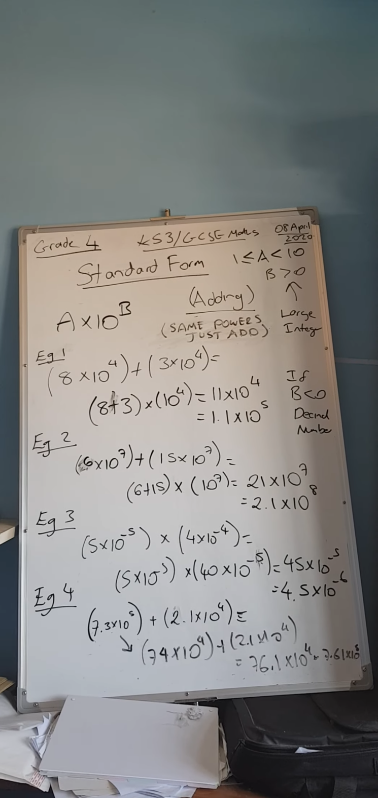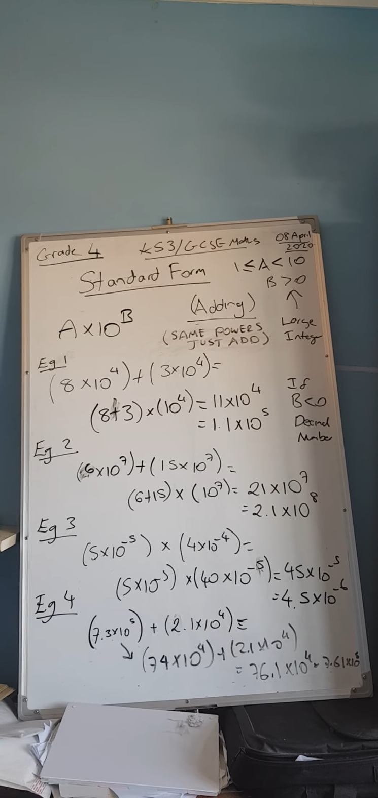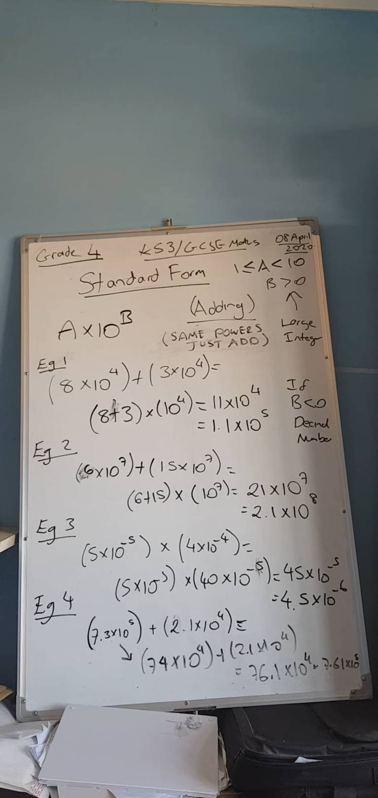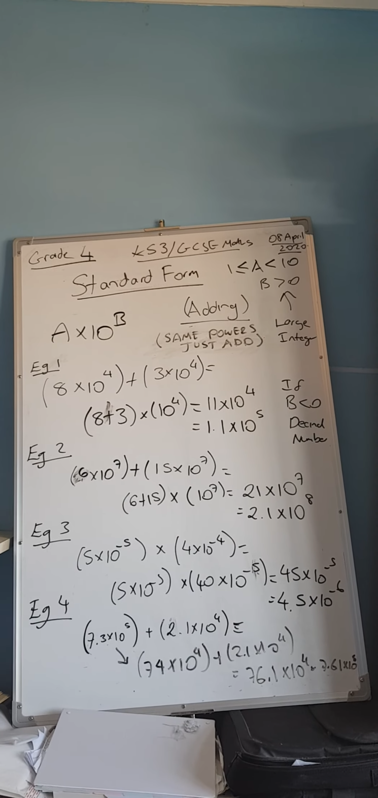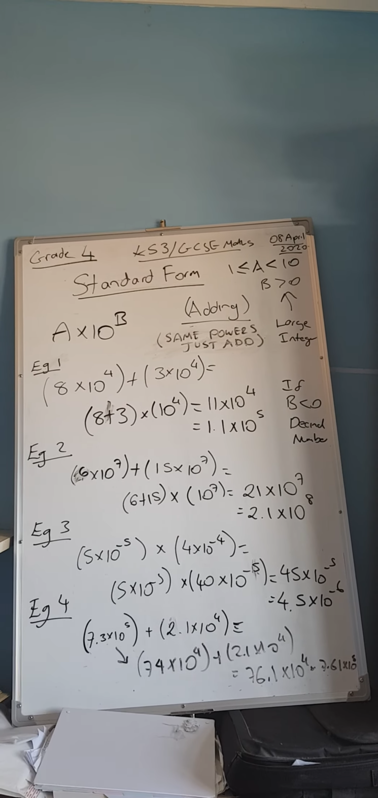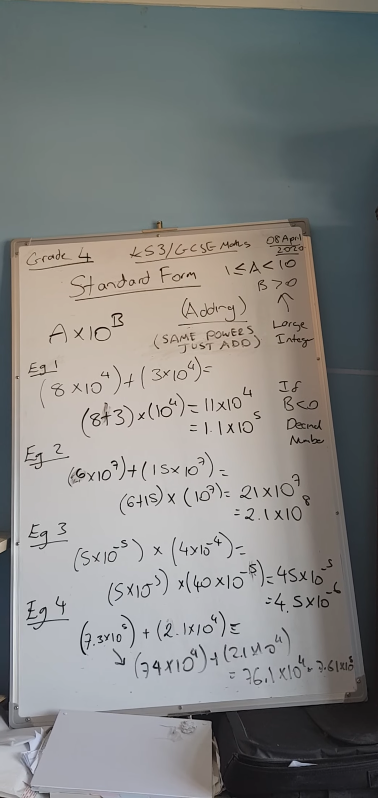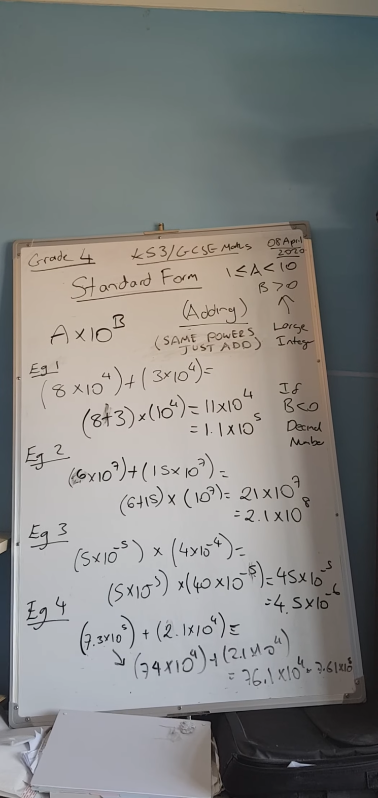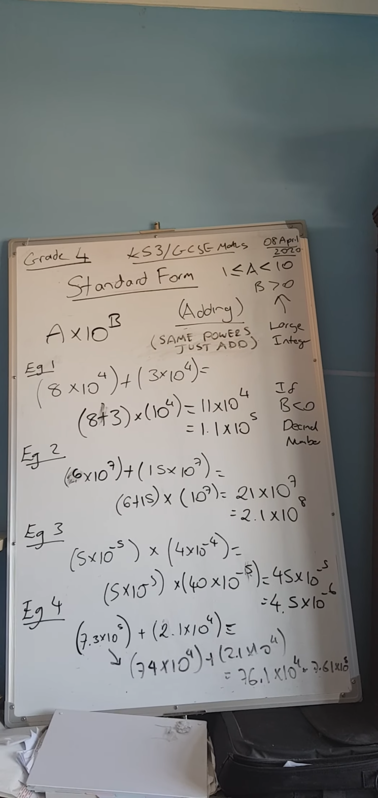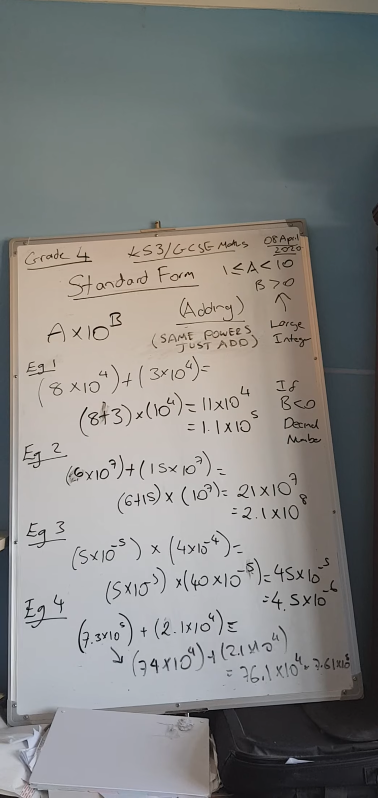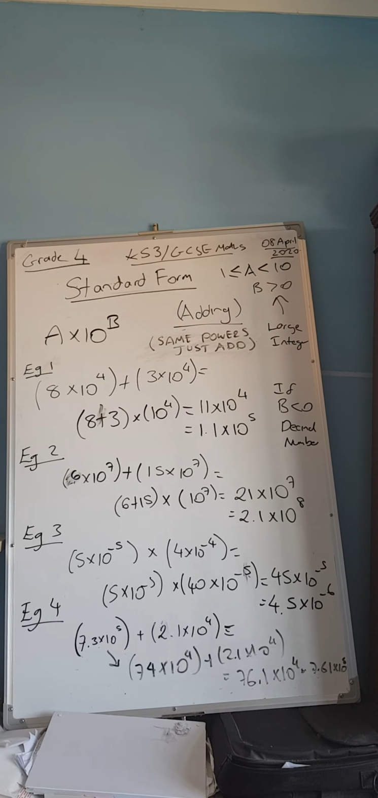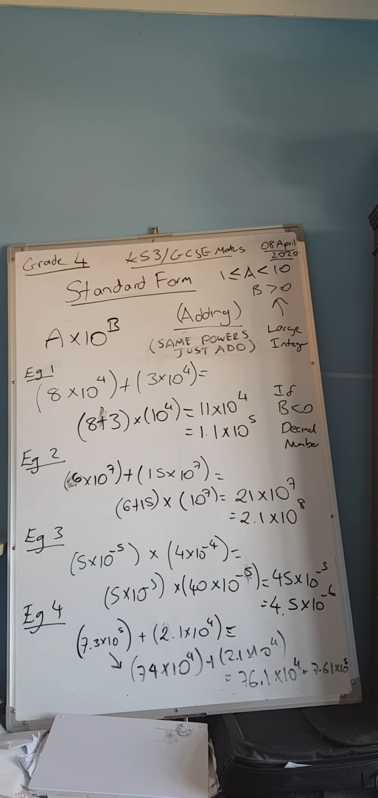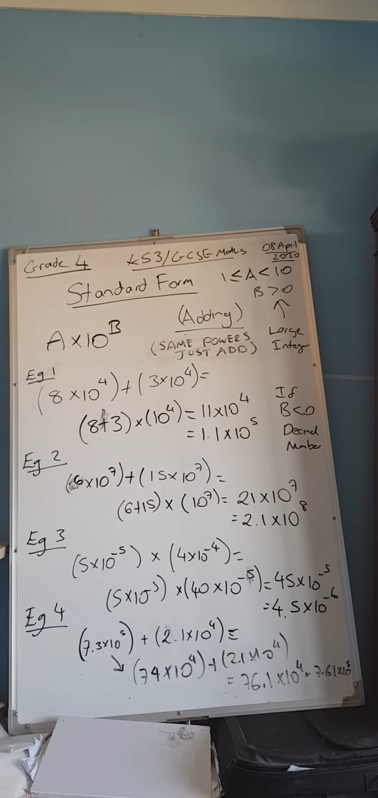Right, guys. So a little recap from that previous lesson. Standard form is a number a times 10 to the b, where a has to be bigger than or equal to 1 and smaller than 10, times 10 to the power of b. If b is bigger than 0, then it's a large number. If b is less than 0, then it's a small number, a negative power.